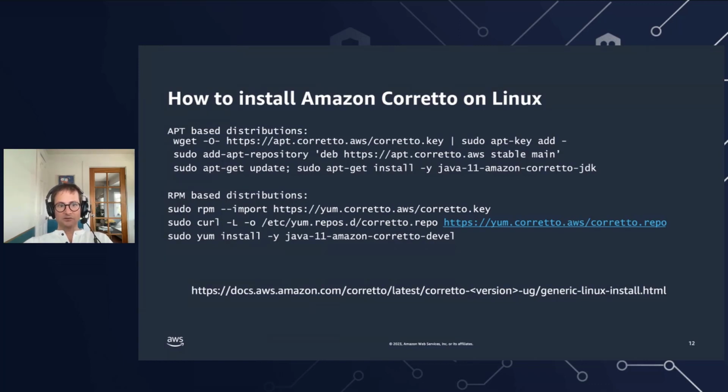On RPM-based distributions like Amazon Linux or Red Hat or CentOS, you can use the same method, but this time with RPM and yum, first installing the repository, updating the metadata, and finally installing the Corretto package using yum. All those instructions are available on our website. The URL is at the bottom of the screen. Just replace version with the version of Corretto you are targeting, and you will get the full instructions to install Corretto on Linux.